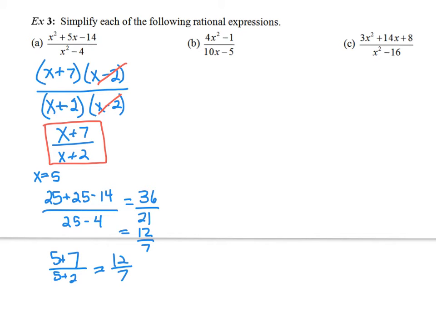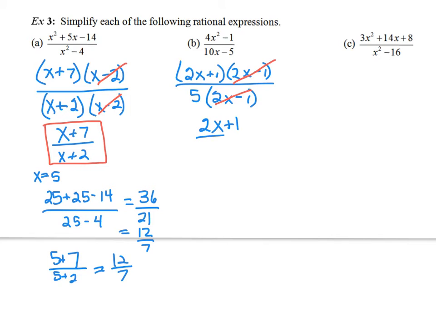Let's try b. 4x squared minus 1 would be factored into 2x plus 1 times 2x minus 1. For the denominator, I can take out a GCF of 5, and that leaves me with 2x minus 1. Now, when I have exactly the same factor in the numerator and the denominator, I can cancel those off, and my simplified fraction would be 2x plus 1 over 5. And again, our goal is to find an expression that has the same value, but it's in a simpler form because it doesn't include common factors in the numerator and denominator.